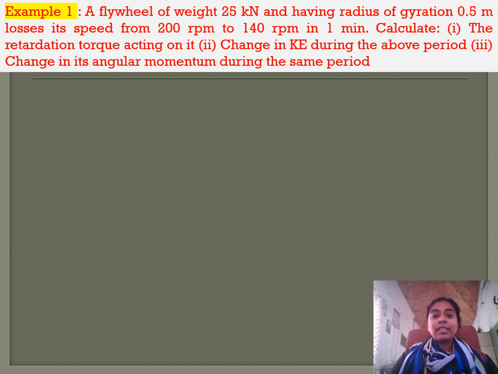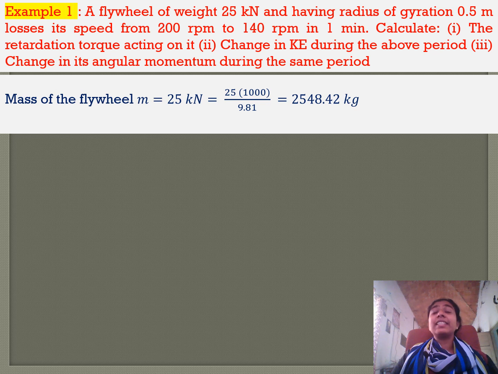See, the speed is changing from 200 to 140 revolutions per minute. So the speed is reducing, so automatically we will have a retardation torque, that is a reduced torque. Then change in kinetic energy, that is half I omega square, so half I into omega square minus omega naught square. And change in angular momentum. So just see, every data is given for you. Just substitute in the formula and find the answer.